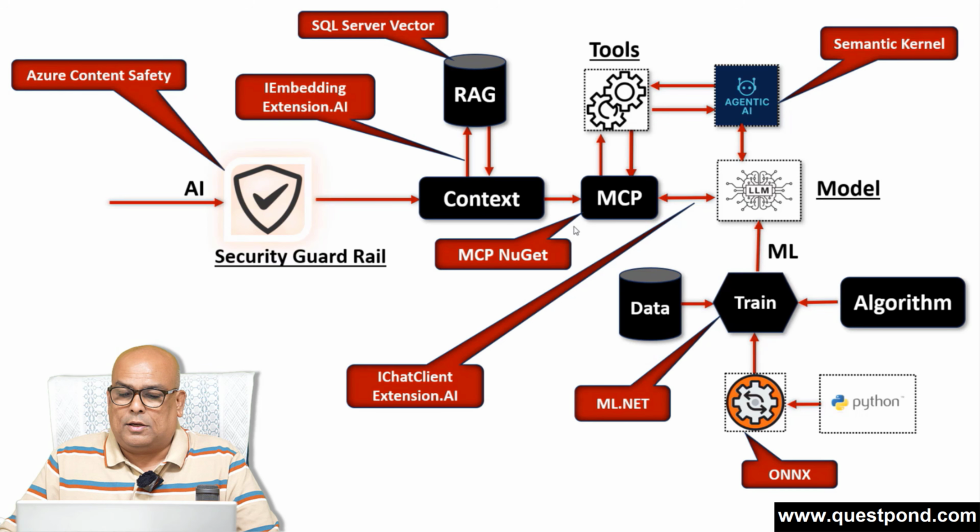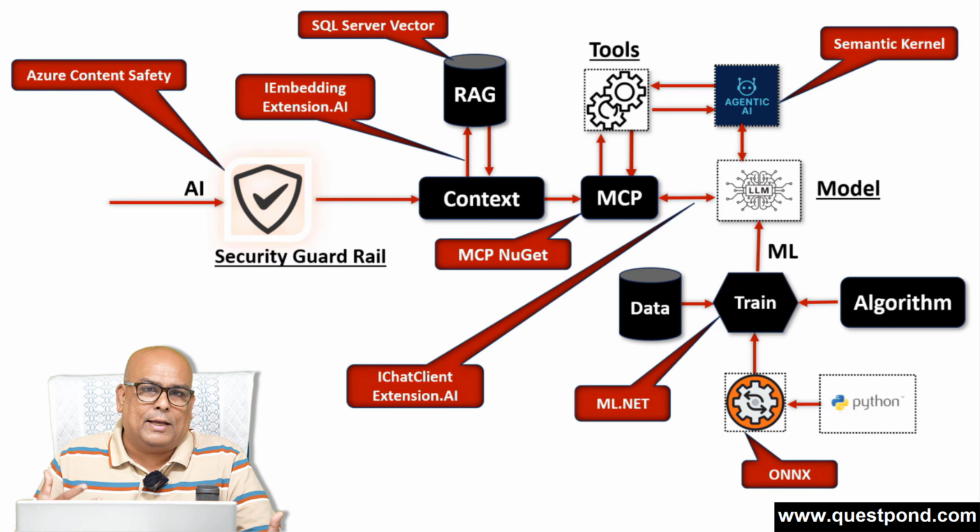The next thing is MCP. MCP helps you to connect your internal tools with the LLMs, right? For that, we have a very super duper MCP NuGet package in .NET. If you want to do agentic AI, we have Semantic Kernel. Semantic Kernel is not only for agentic AI, it is for a lot of AI things which are happening in Microsoft, right? And also for a good architecture and decoupling, we can use this IChatClient, right?